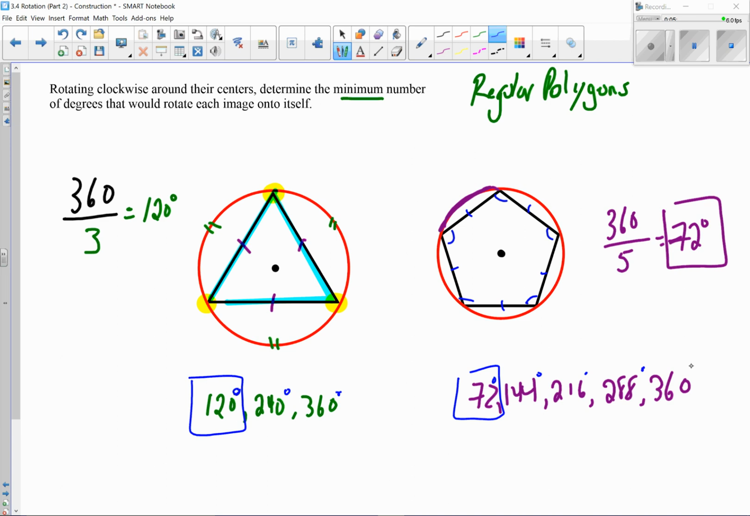But again, they could have asked for all of them. They could have asked for the smallest. Sometimes I might even ask for the largest that's not 360, because 360 would just be a full circle. So it could ask for different measurements and different things. It all depends on which one. So hopefully that's a good understanding of how we can rotate around the center of these figures, specifically talking about regular polygons in this situation.